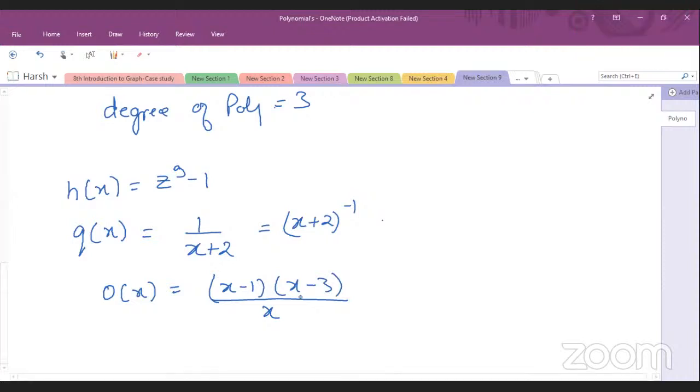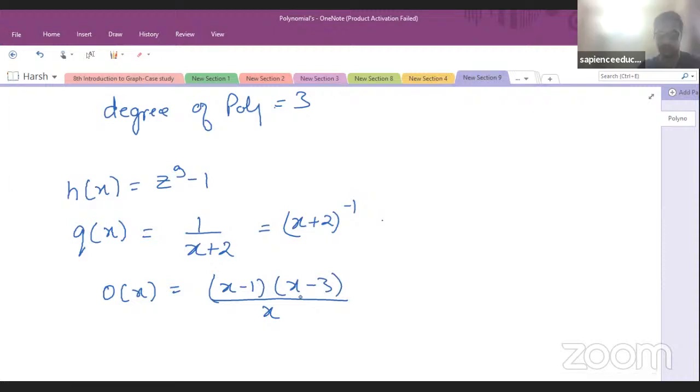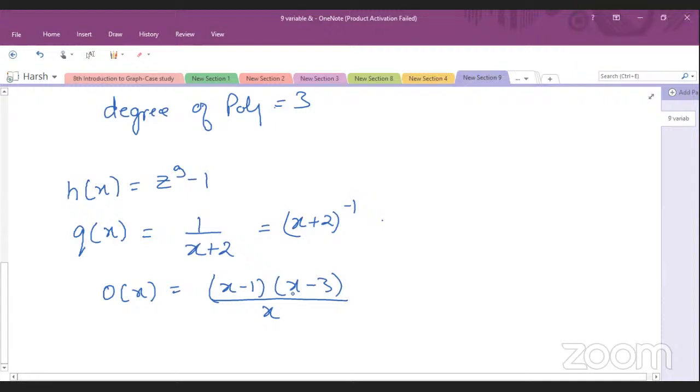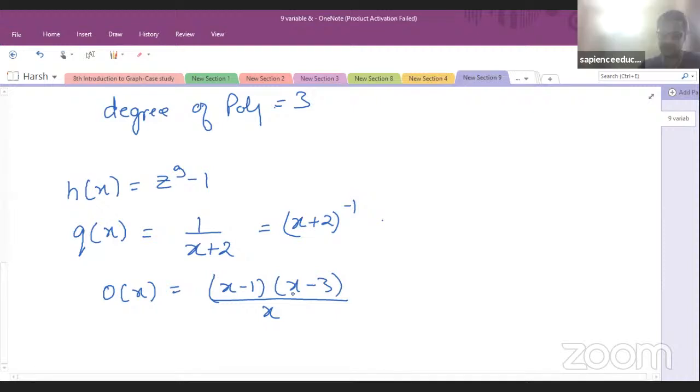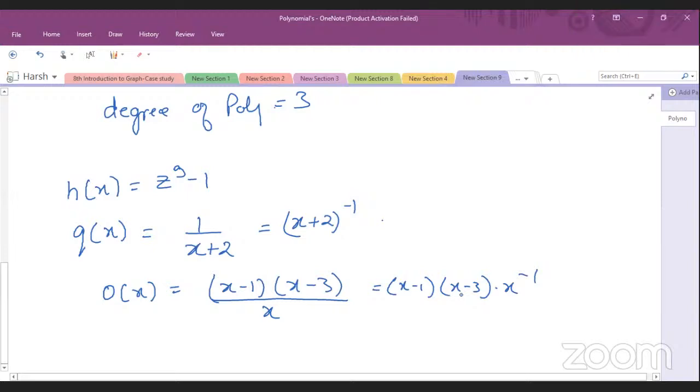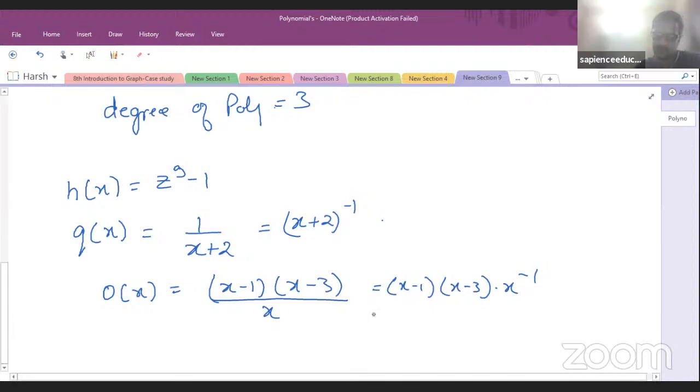Sir, it is a polynomial. Why is it a polynomial? Sir, but it is in the fraction form, so it is not a polynomial. Which is in the fraction form? I can write it like this: (x minus 1)(x minus 3) into x to the power minus 1. Sir, it is not a polynomial because the power is minus. So that's what you have to tell.